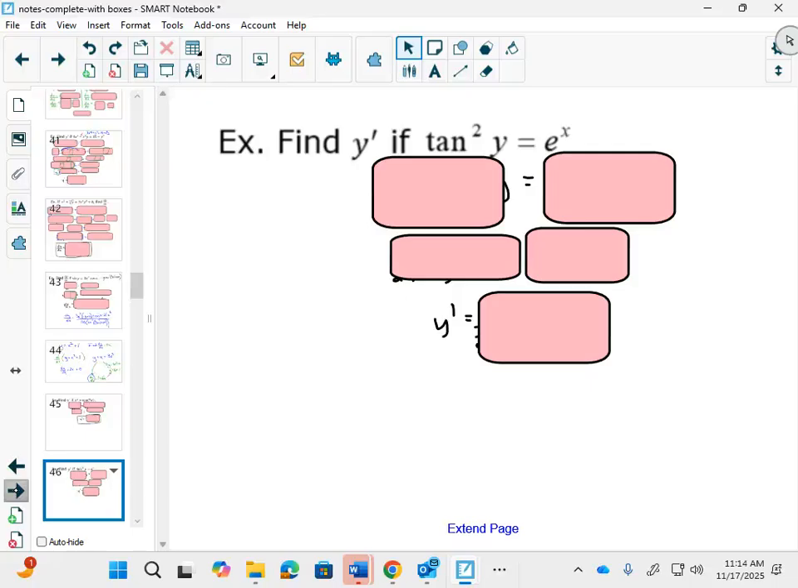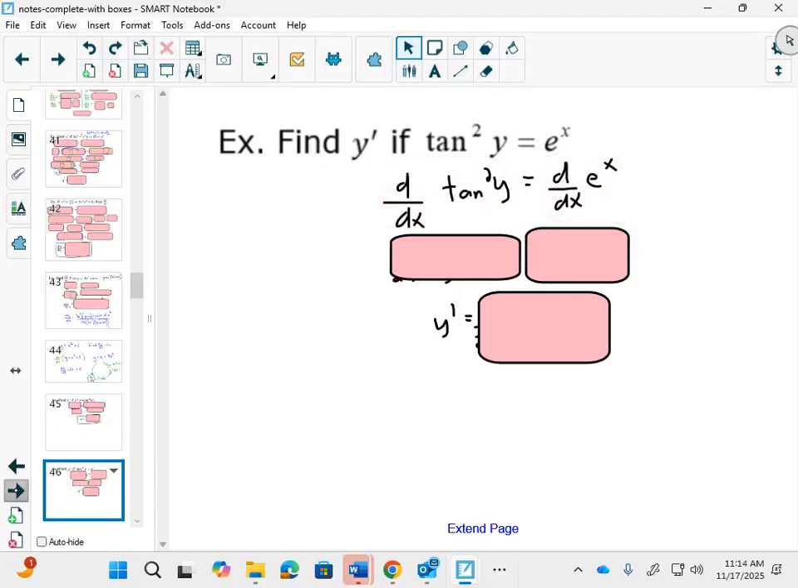So we take the derivative with respect to x of both sides. Shortcut rules. Let's do the right side first. What is the derivative of e to the x? E to the x. That part is easy. Oops, I showed too much of the other side. Here, do you see you have a chain rule? A big chain rule. You have the tan inside of the squared. You have the y inside of the tan.